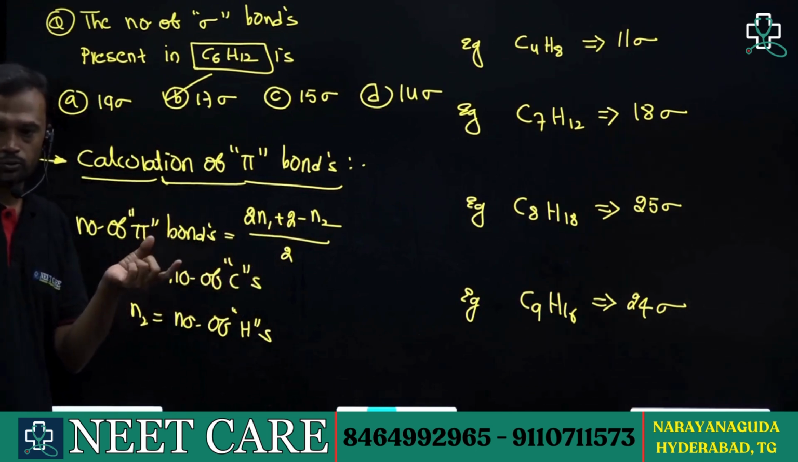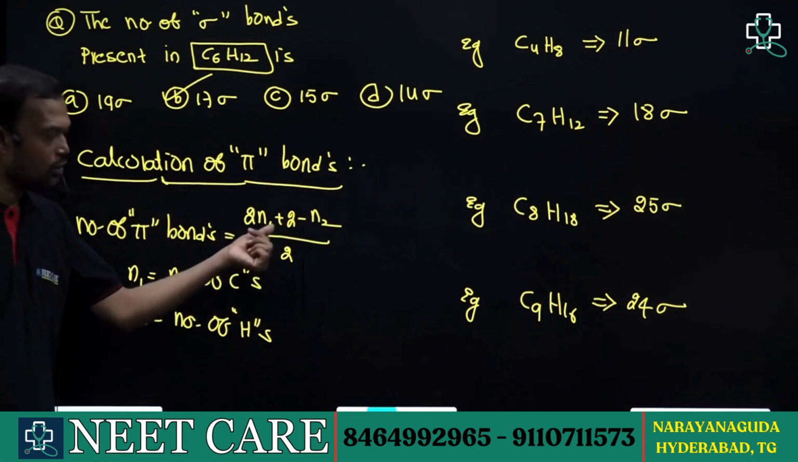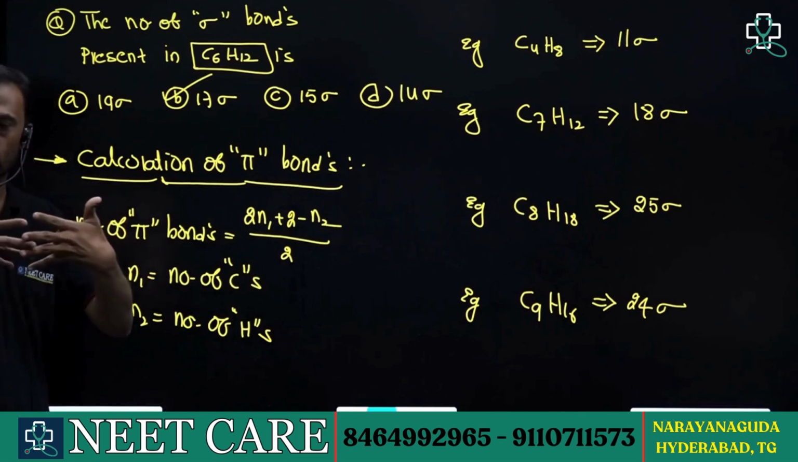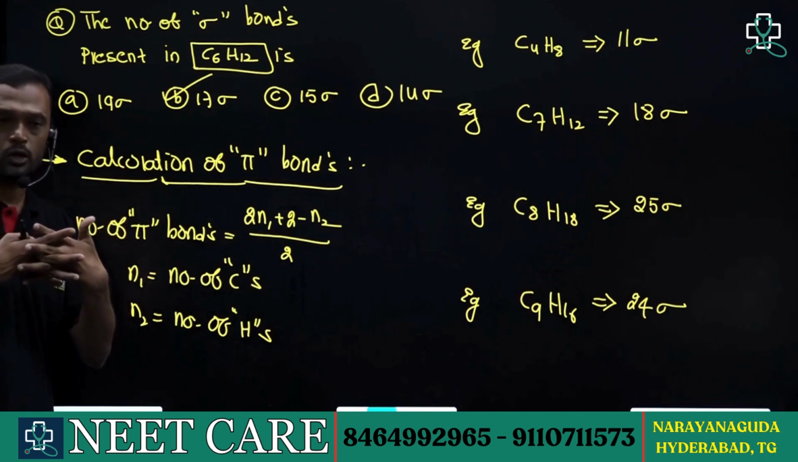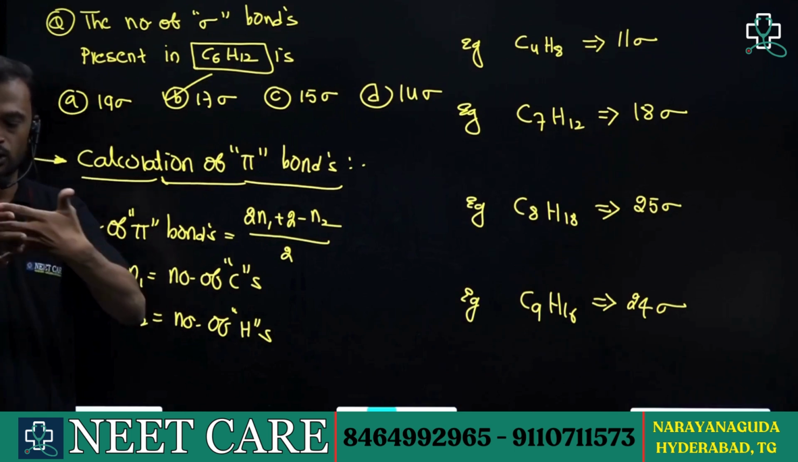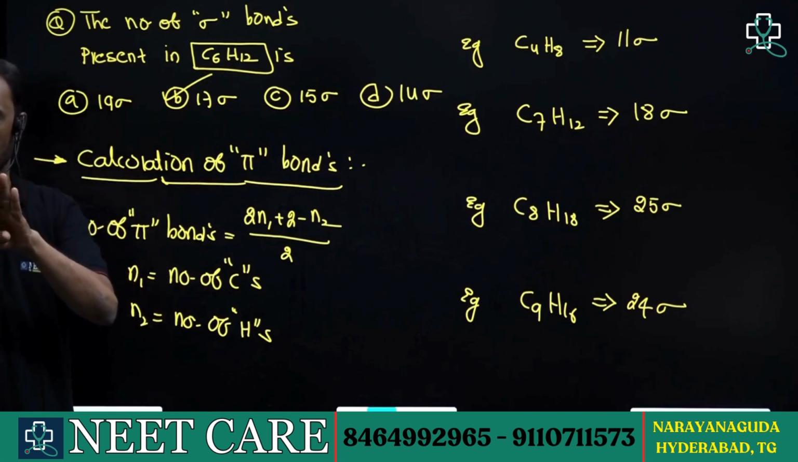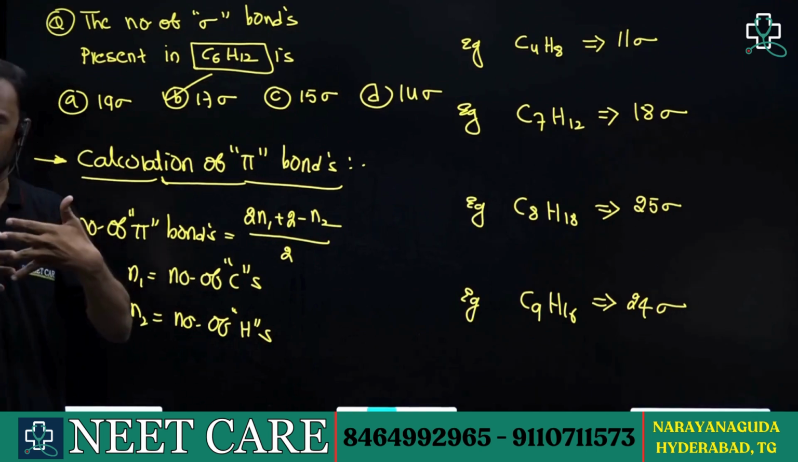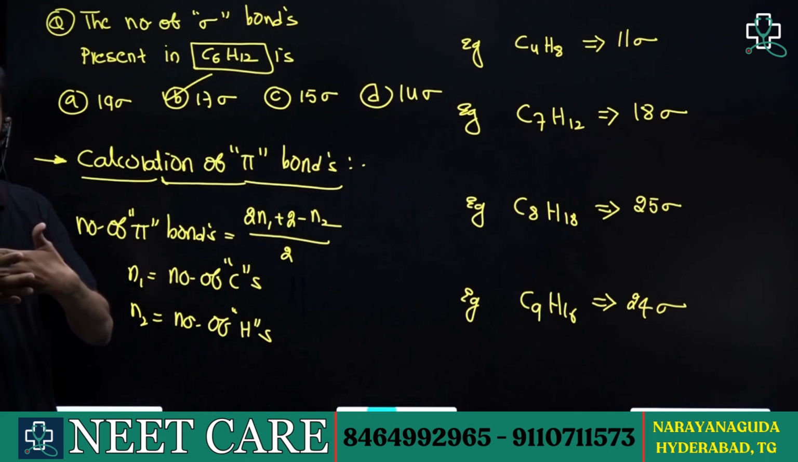So I will give one molecular formula. In that formula you need to calculate how many pi bonds are present. Right? What is a pi bond? Sidewise overlap is pi bond. Head on overlap is sigma bond. Which is the strongest bond? Sigma bond is stronger than pi bond. This is called sigma bond, and this overlap is called pi bond. Side on, lateral overlap is pi bond. Head on overlap is called sigma bond.